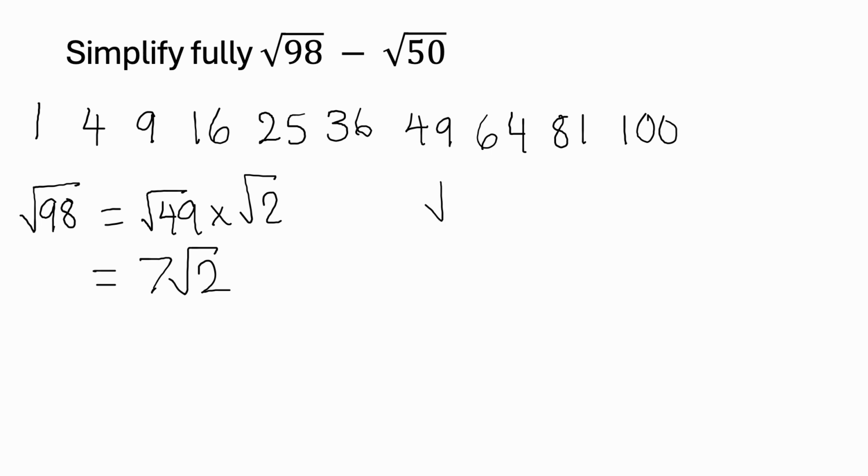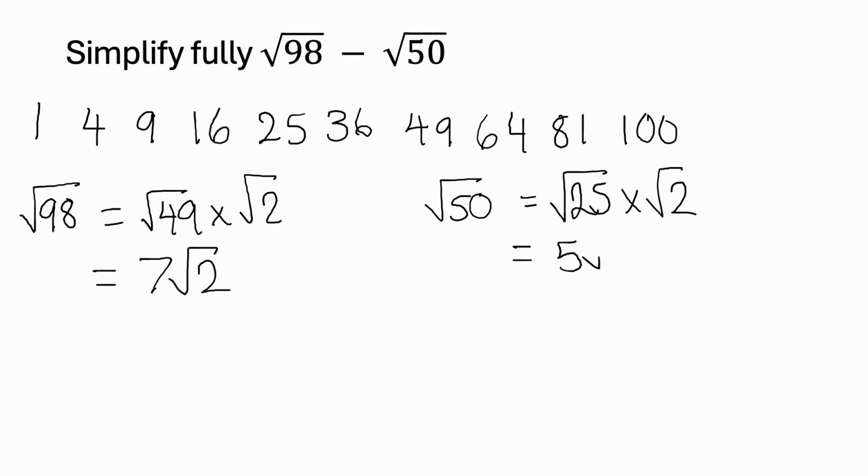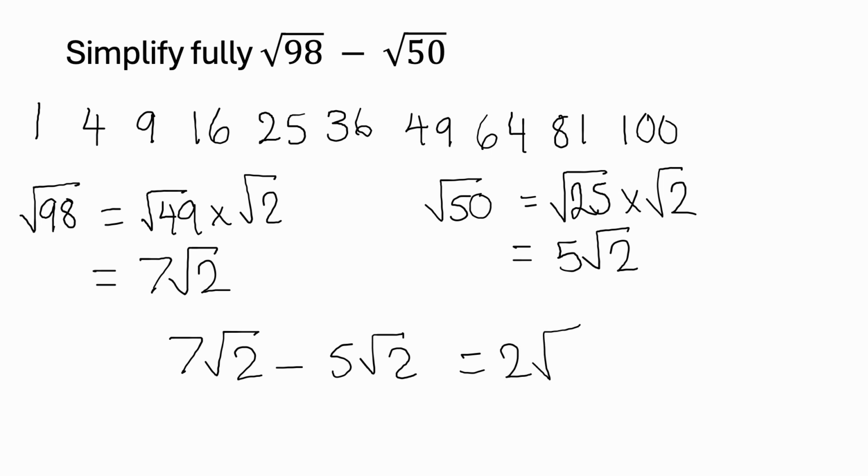Square root of 50, yeah. 50 is in the 25 times tables, so it's the same thing as saying square root of 25 times by square root of 2, which is 5 root 2. So now we're essentially doing 7 root 2 subtract 5 root 2, which we get as 2 root 2. Beautiful.